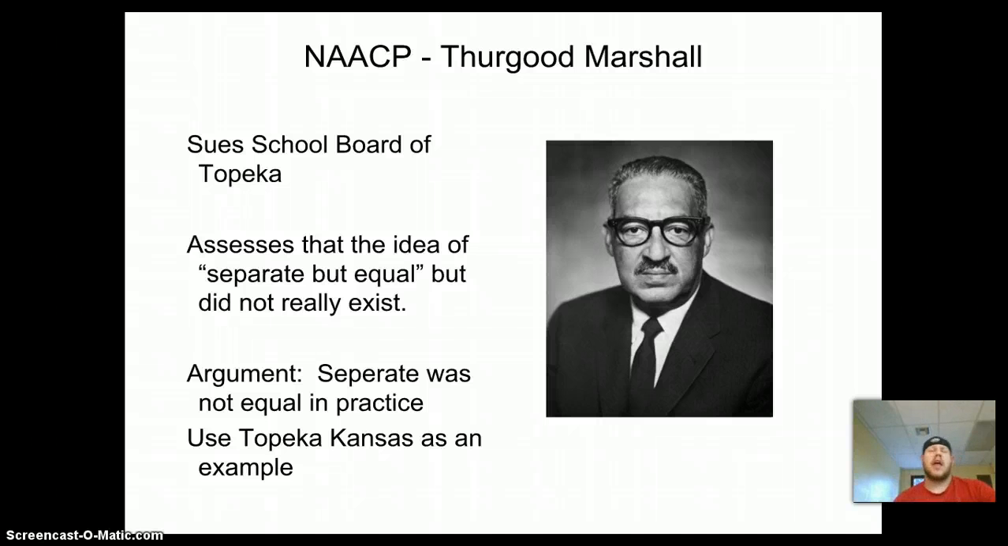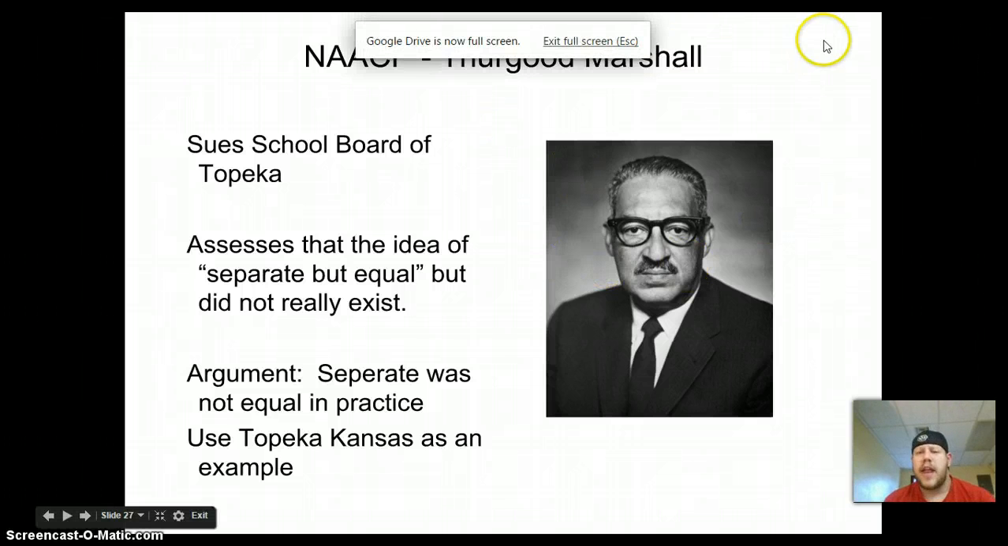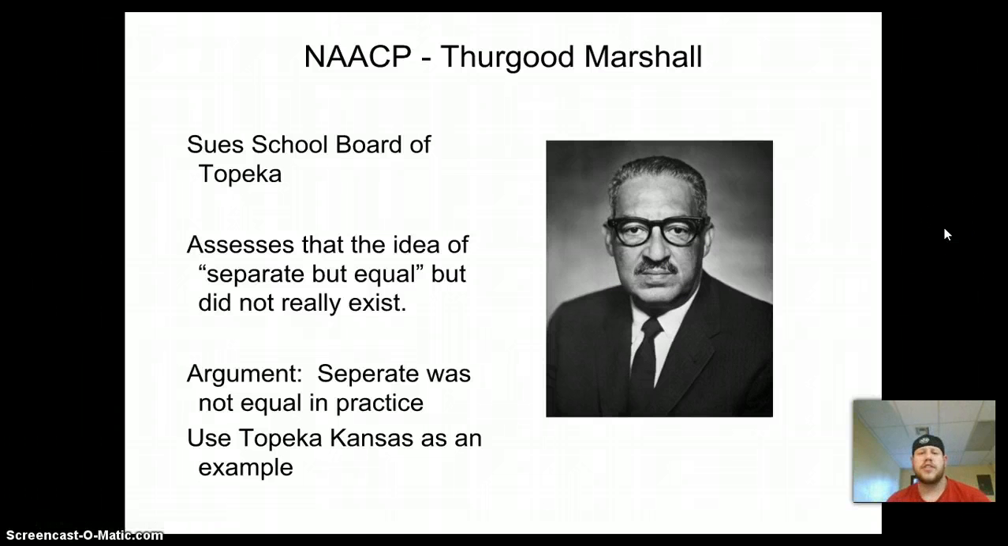The NAACP, the National Association for the Advancement of Colored People, started looking at this. And they actually looked at Topeka, Kansas as an example. Thurgood Marshall, the guy right here in the picture, was the lawyer for the NAACP that actually decides to look at the idea of whether separate but equal was really true. And it all came down to a family who lived right near a white school but had to go all the way across town. And so the argument was that separate was not equal in practice, and that it was really actually kind of an unfair practice. And so they sued the Topeka School Board.